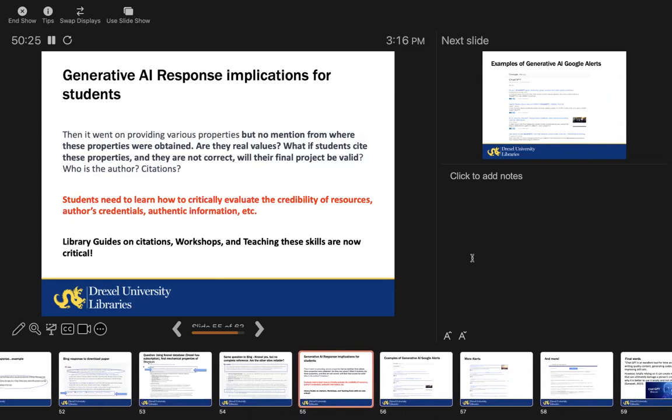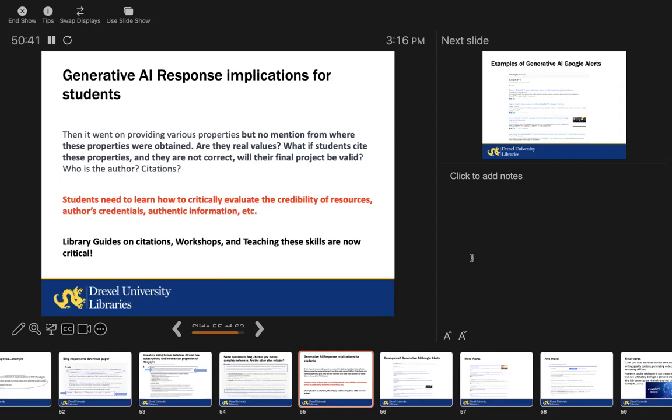What are the implications? No mention for where these properties are obtained. Are they real values? What if students cite those properties and they're not correct? Will their final project be valid? Who is the author? Citations.